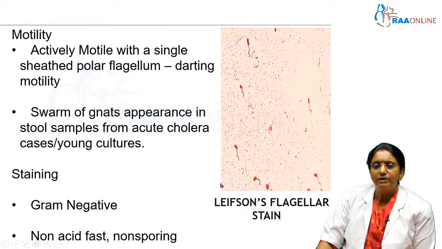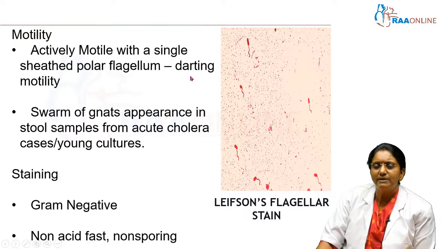And regarding the motility, the organism is actively motile, as already discussed. That's a characteristic of Vibrio itself. It's got a single polar flagellum which has got a sheath. So it's known as sheath, means covering. So it's a sheathed flagellum and exhibits darting motility.